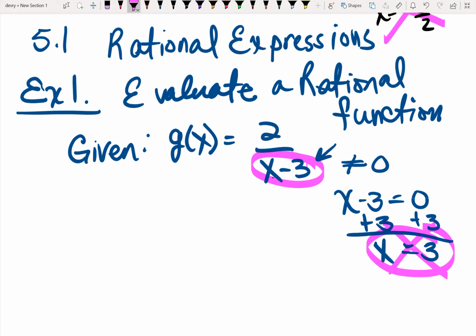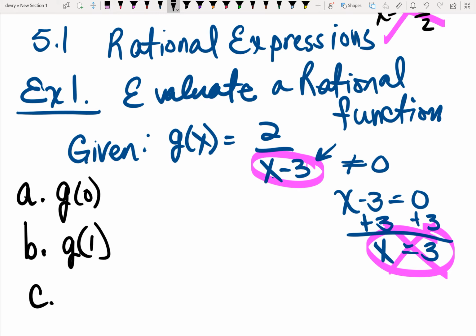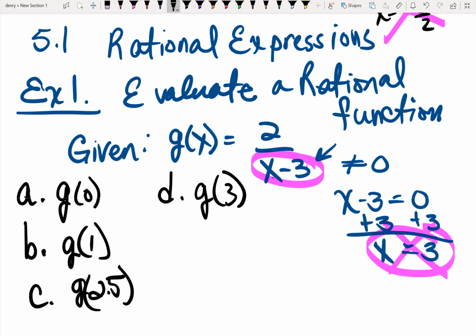Now in example 1, they basically want you to substitute, so they're asking you to determine the value if it exists. So they give you, for example, g of 0 for part A. For part B, they ask you for g of 1. For C, they ask you for g of 2.5. For part D, let's go with g of 3 as one example, and I'll do one more. I'll do g of 4 just to get the message across.